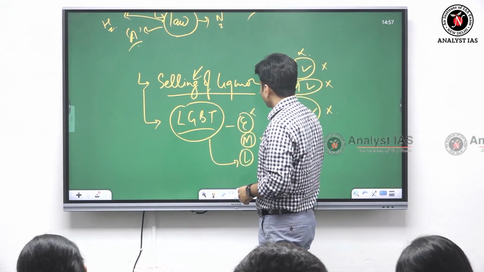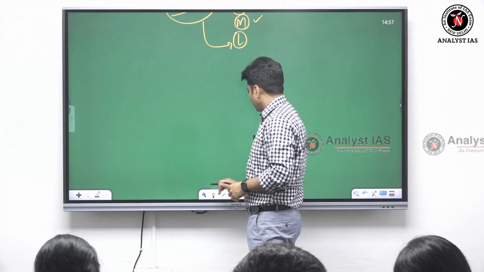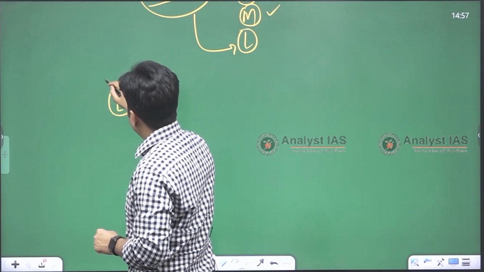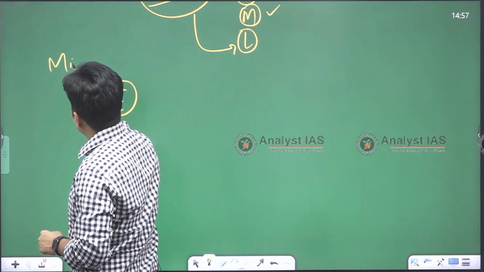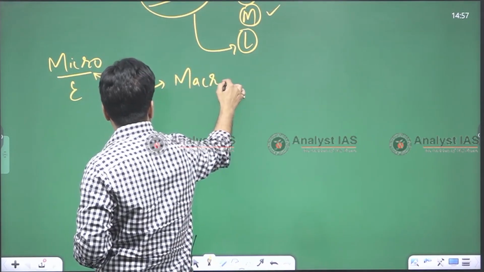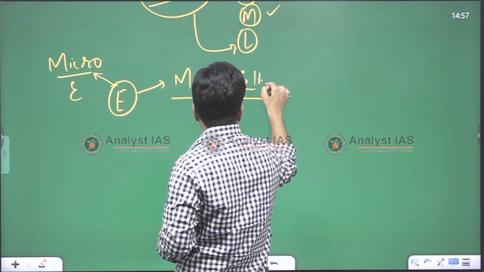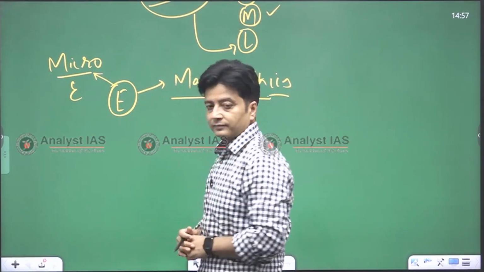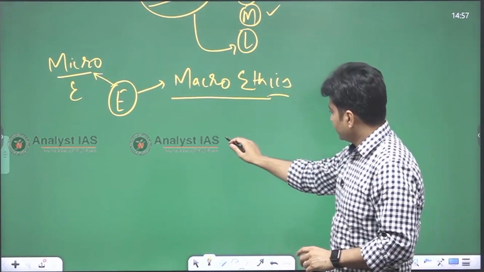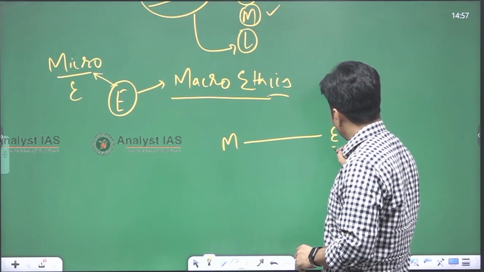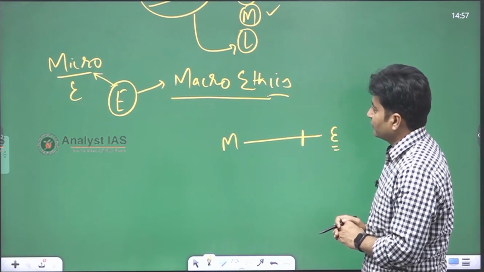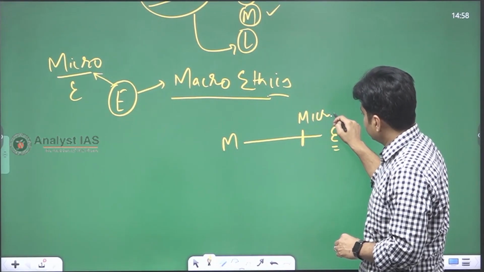Now, if I need to tell you one more thing: in ethics, there is something called microethics and there is something called macroethics. What is the difference between these two? I told you that from morality, you can go to ethics when you are going to the group. Now, before ethics, there is something called microethics.